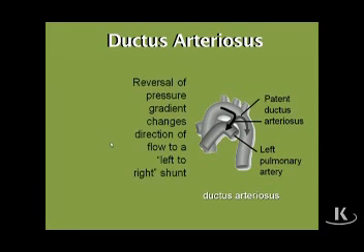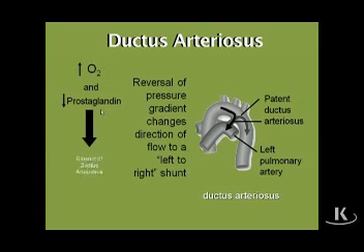So we're saying that the reversal of the pressure gradient changes the direction of flow through the ductus arteriosus, changes it from a right to left shunt into a left to right shunt. And then we're saying that the increase in oxygen saturation plus the decrease in levels of circulating prostaglandin lead to the closure of the ductus arteriosus.